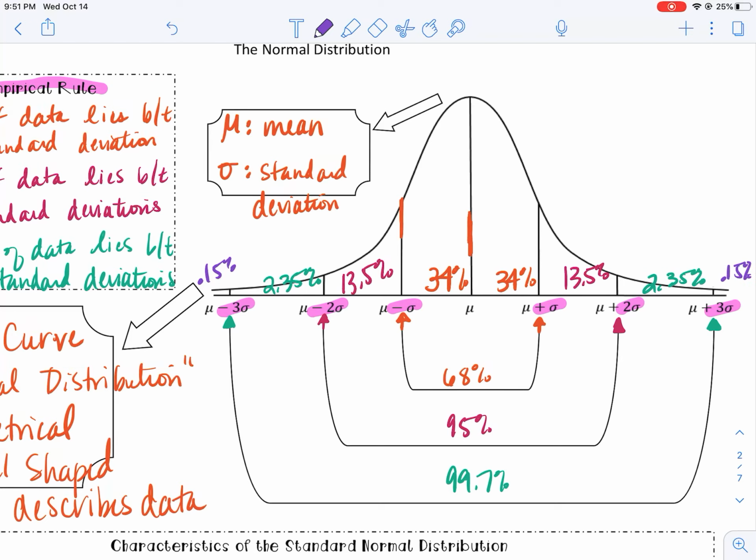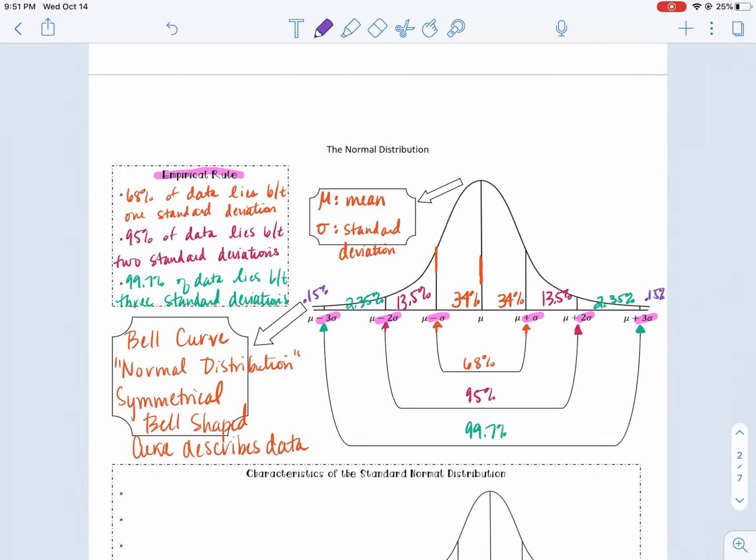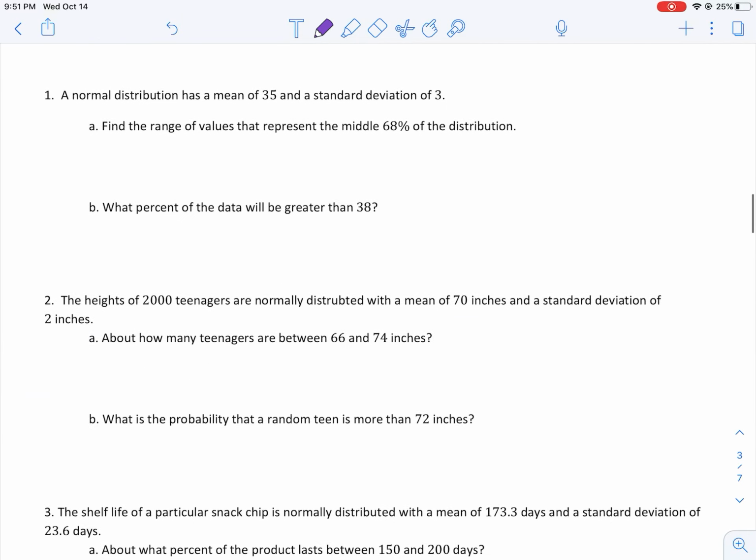0.15%. So this is the first statistical idea that we're going to deal with. And there's going to be quite a few questions that we go along with this, but it's all centered around this curve and this setup. All right. So let's take a look at an example of this.